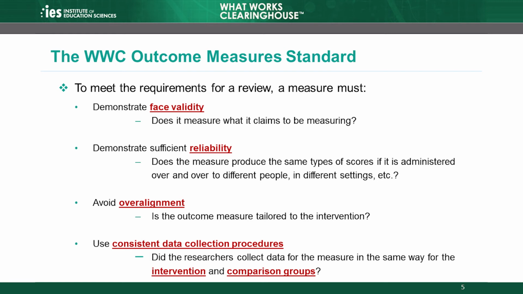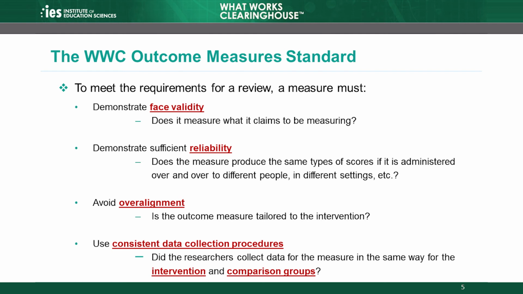Third, the measure must avoid over-alignment. When an outcome measure is closely aligned or tailored to the intervention, the study findings may not be an accurate indication of the effect of the intervention. Again, we'll go deeper into this concept shortly.